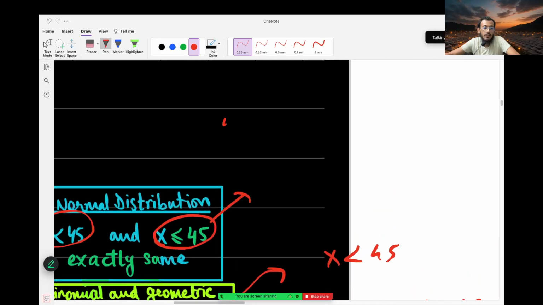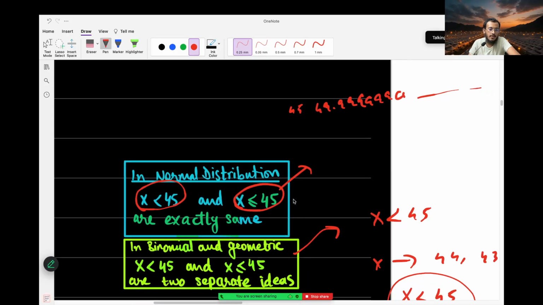X is less than 45 means 44.999999. How long can you go? So it doesn't make any difference. You understand?